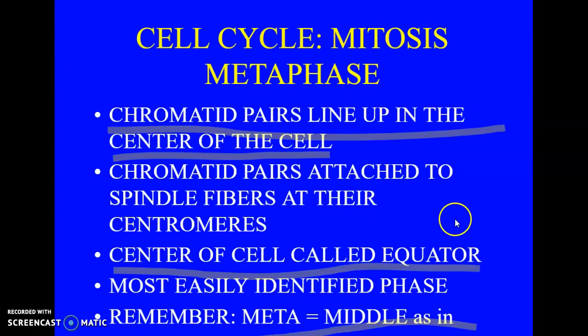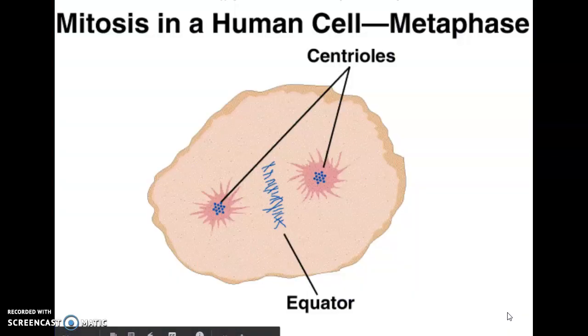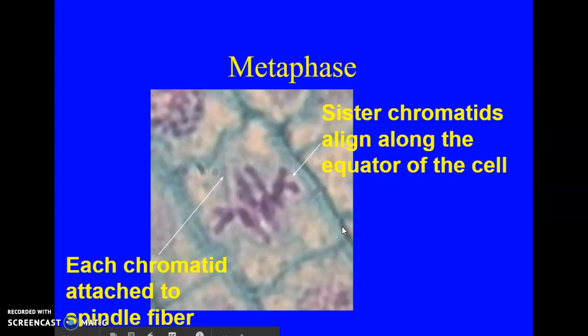All right, next, the third one is metaphase. So here, this is the easiest one to see. The chromatids align at the equator, which is the center of the cell. You see that underlined. And remember, meta means middle. So this one is very easy to identify. It's very easy to find a cell in metaphase. Here's an animal cell in metaphase. Yeah, they're lined up right down the middle. Here's a plant cell in metaphase.